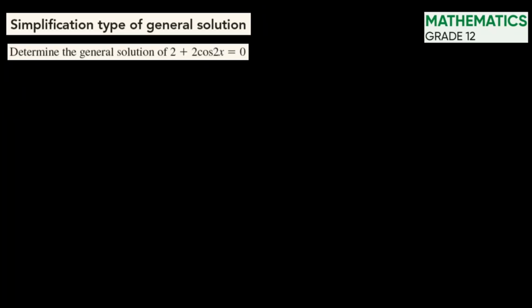In the first one, we have a simplification type of general solution. And the question says determine the general solution of 2 plus 2 cos of 2x is equal to 0. So outright, we can see that we have something that's a double angle of cos. So for the double angle of cos, we always have three options of how to solve them.